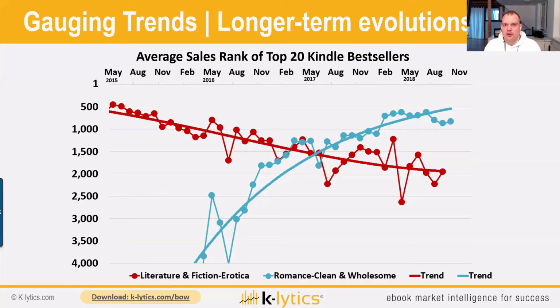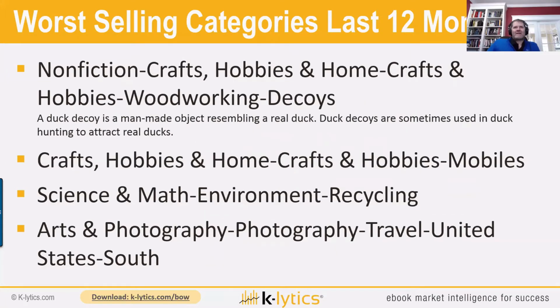Even if you use a ghostwriter, how do you quality assure what the ghostwriter is putting out? Well, at the latest, the reviews will tell. And just for the sake of it, from the highest end, what are the worst selling categories? As bad as it can get. I love this one: nonfiction, crafts, hobbies, and home, crafts and hobbies, woodworking, decoys. I had to look it up. A duck decoy is a man-made object resembling a real duck. Duck decoys are sometimes used in duck hunting to attract real ducks. Well, great. You can be a number one bestseller in that category very easily, but you will probably earn more money selling hunting rifles based on the authority of the decoys book than by selling the actual book, just to drive that story home.